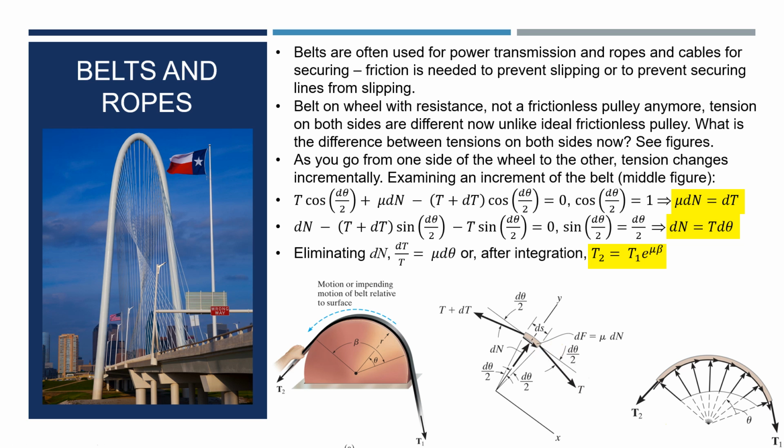We say, okay, T cosine d theta over 2, which is the projection along the x direction here, plus mu dN, there's the force of friction right there, minus the tension on the other side of this element, T plus dT, cosine d theta over 2. Now, we can take the cosine of d theta over 2 to be approximately equal to 1. So this equation reduces to this: mu dN, depending upon if it's static or kinetic, equals dT.